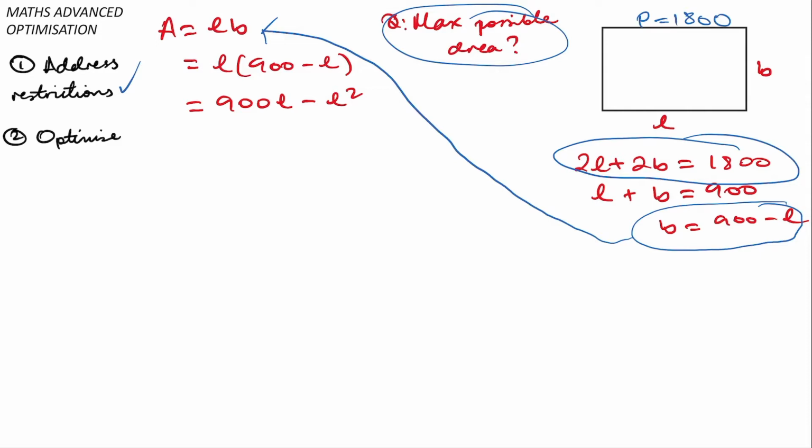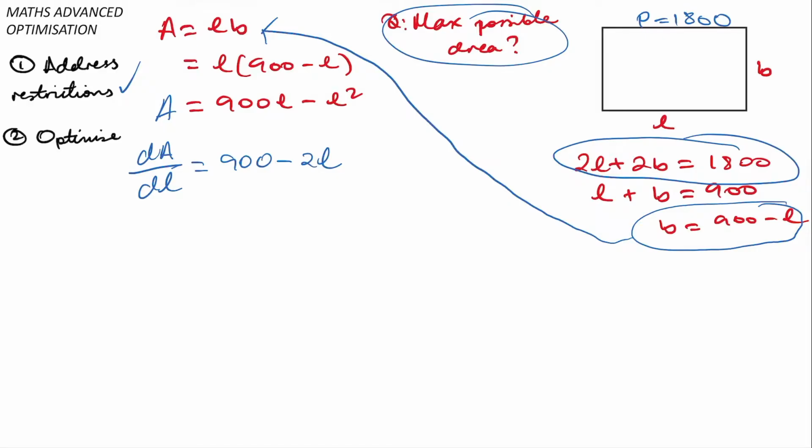And then I'll get an expression for the area in terms of only the length, and well, that's nice because now I can differentiate this thing. So I'll obtain dA/dL is equal to 900 minus 2L, and for all of the values of L that I am interested in, I only care about when the first derivative is equal to 0. In my case, that will be when L is equal to 450.